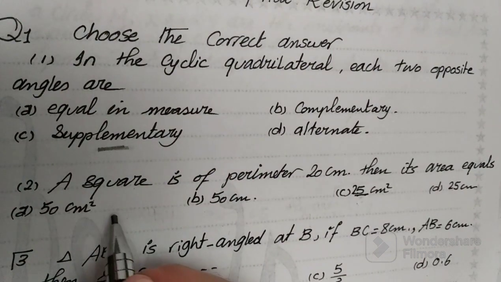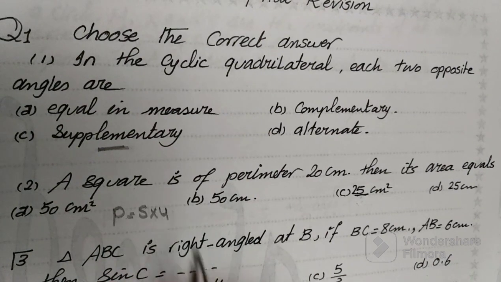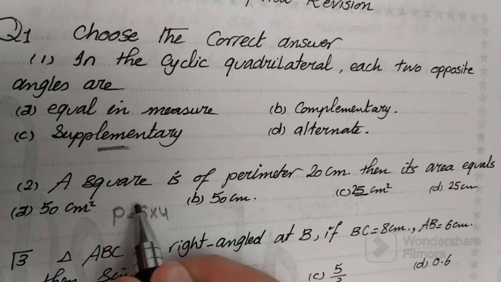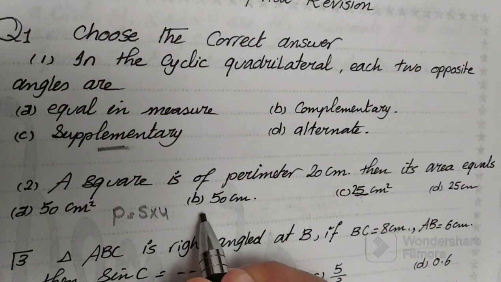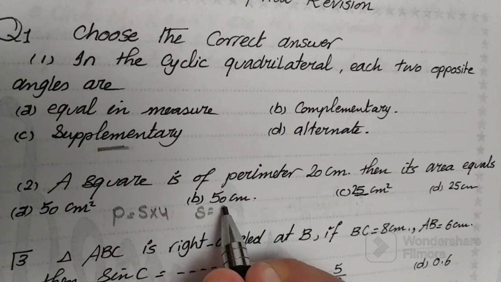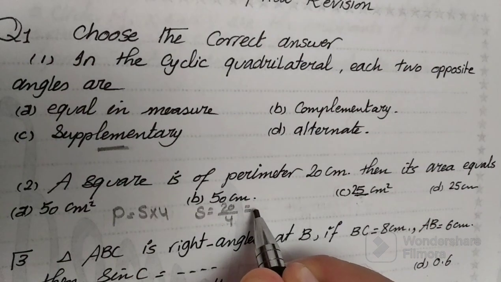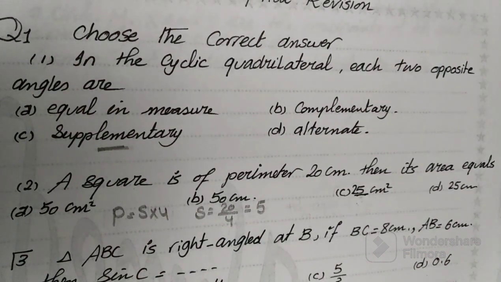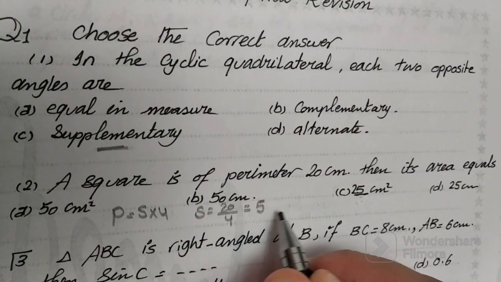The perimeter of a square equals side multiplied by 4. We want to find the side. Put 4 on the other side by dividing the perimeter by 4. Side equals 20 over 4. The result is 5. The side length equals 5 centimeters.